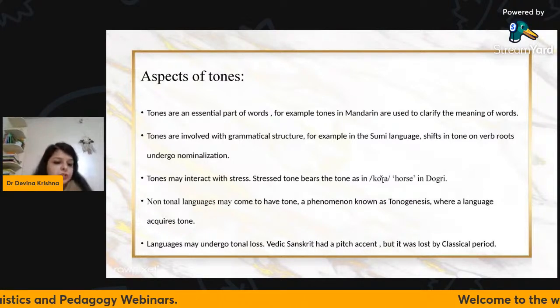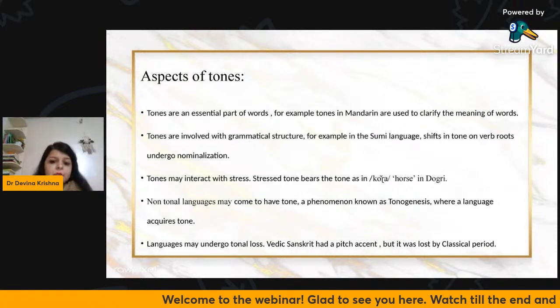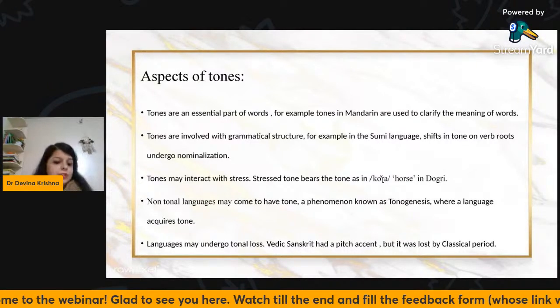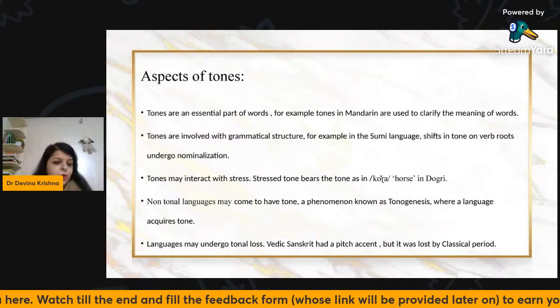Then languages may undergo tonal loss, and Vedic Sanskrit had a pitch accent, but it was lost by the classical period. So we also have instances of tonal loss. We also have genesis of tones, which is called the birth of tones.